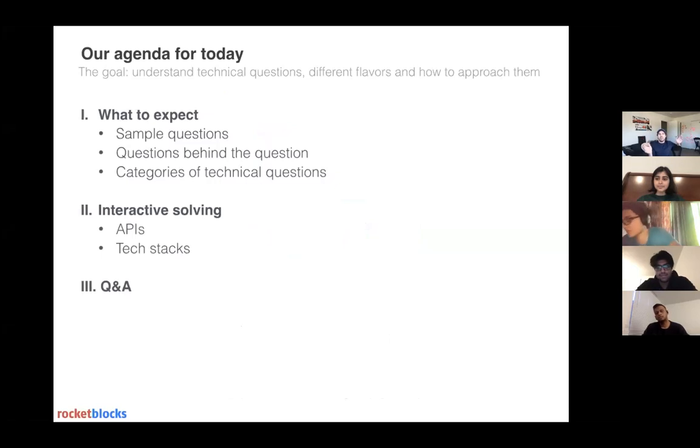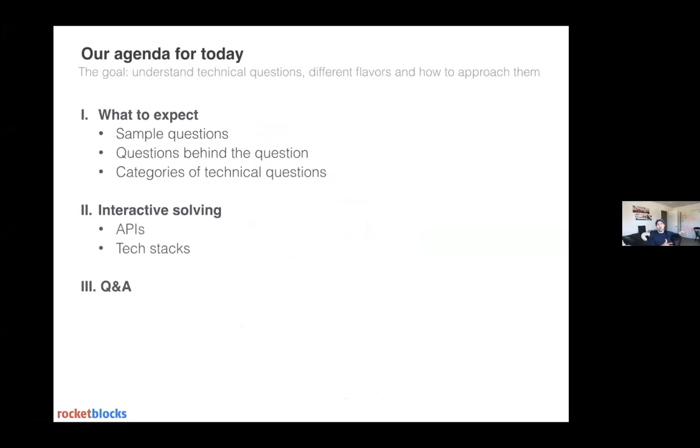Okay, so agenda for today. What we're going to be talking about is, of course, PM interviews, and specifically we're going to zoom in and talk a little bit about the technical aspects of product management interviews. We'll go through some sample questions, and we'll talk about the questions behind the questions.